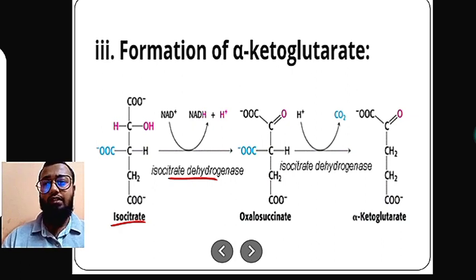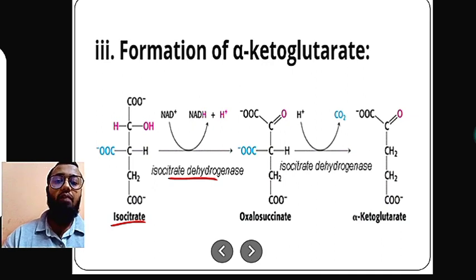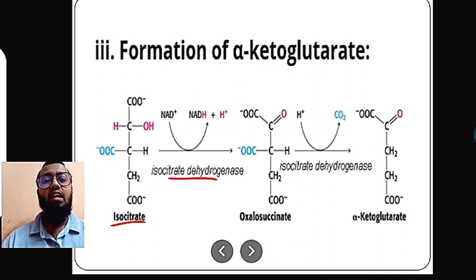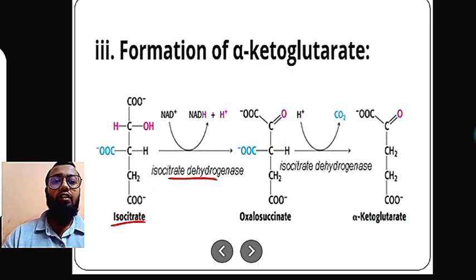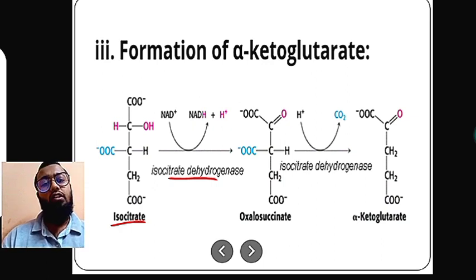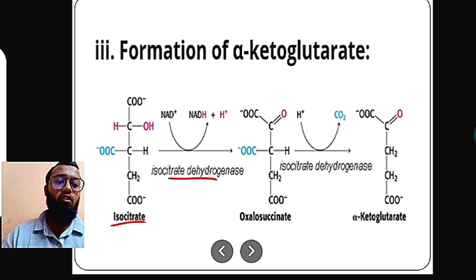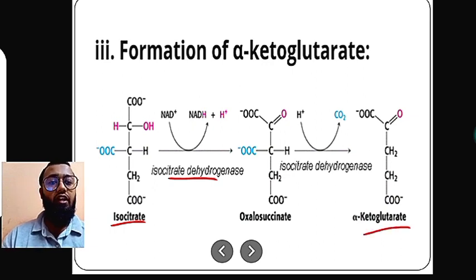Students, this is an oxidative carboxylation reaction, and the enzyme isocitrate dehydrogenase catalyzes the oxidation of isocitrate to the formation of alpha ketoglutarate. So remember students, this reaction is the oxidative decarboxylation reaction, and remember the enzyme isocitrate dehydrogenase.